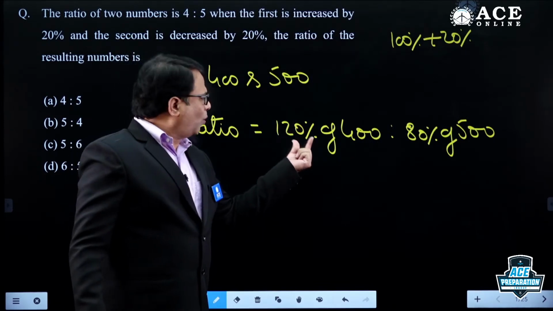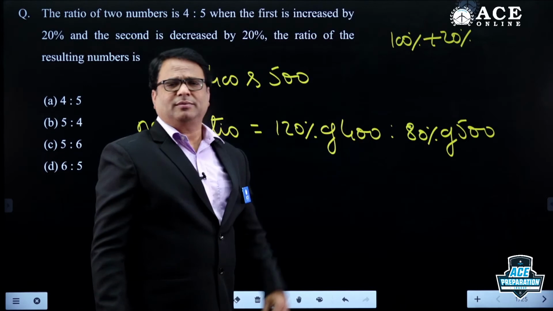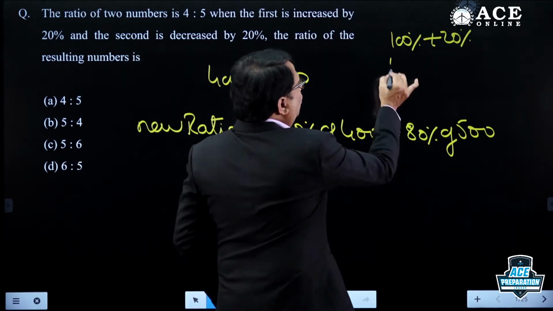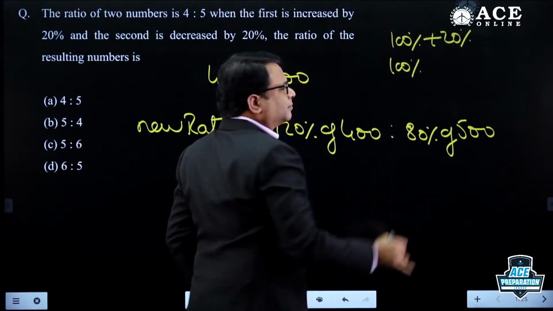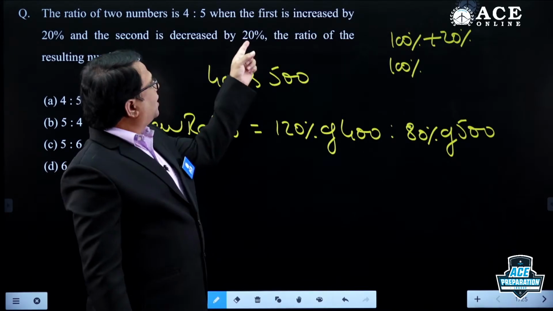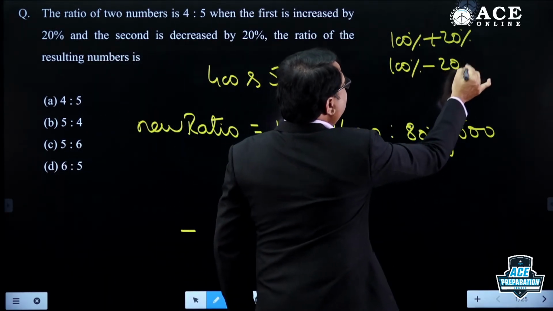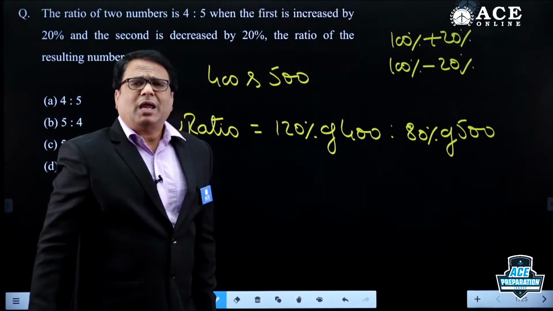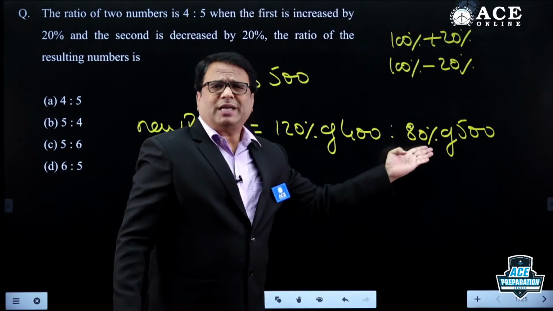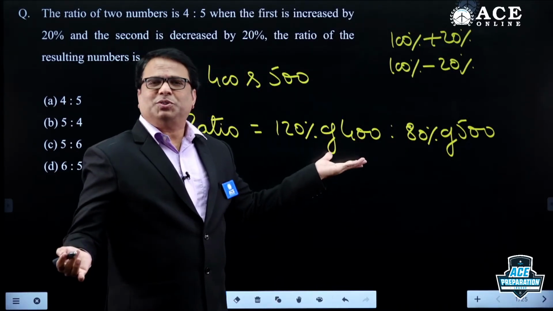The first term is 120% of original, that is 120% of 400. Then how is this 80%? Again, original is always 100%, and it is clearly given that the second number is decreased by 20%. So 100% minus 20% will become how much? 80%. And that's why I have written 80% of original, which is 80% of 500. And this gives what is the ratio.